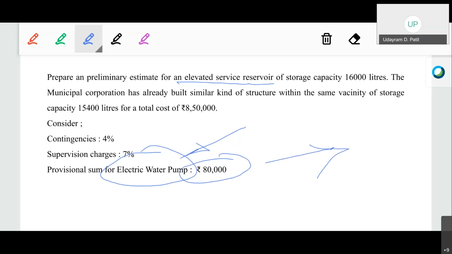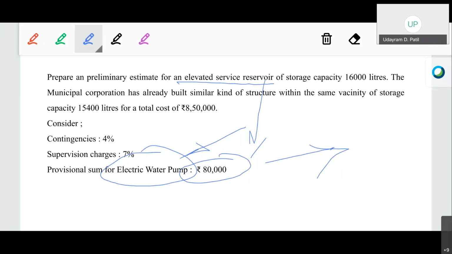Suppose I know that the water pump depends upon the HP of the particular water pump and other details depending upon the specification. I note that the water pump required for this particular reservoir will cost around 70 to 80 thousand rupees.